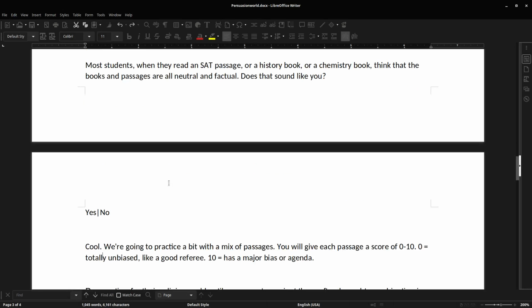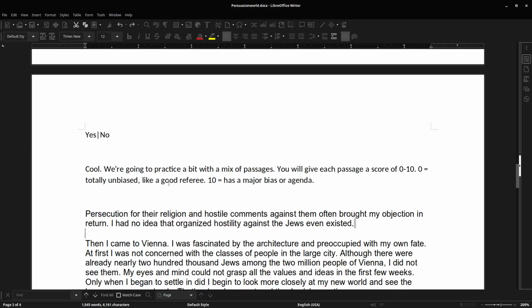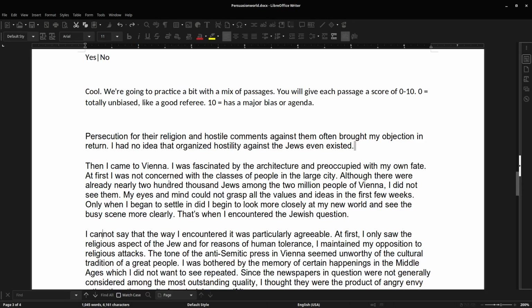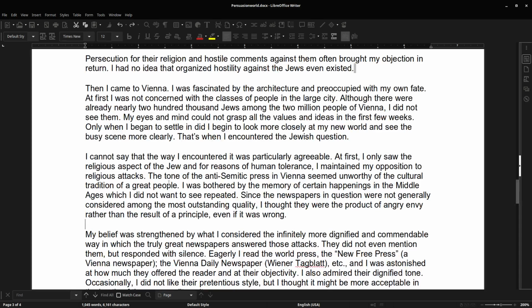Well, first we have some rhetorical questions and all that kind of stuff. Now over here, we put in this passage, and then we ask them how biased do they think it is. And this is the sort of aha moment, the wake-up call. This passage is from Mein Kampf. It is not an unbiased passage. It is from one of the most politically disgusting works of writing in human history.